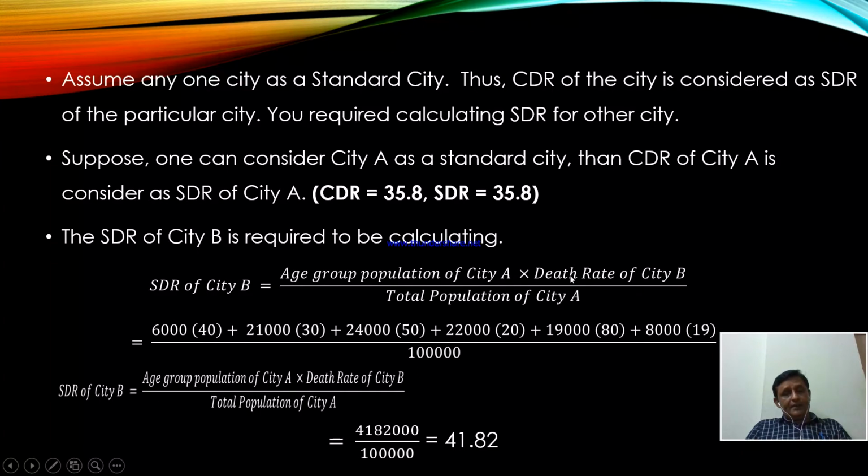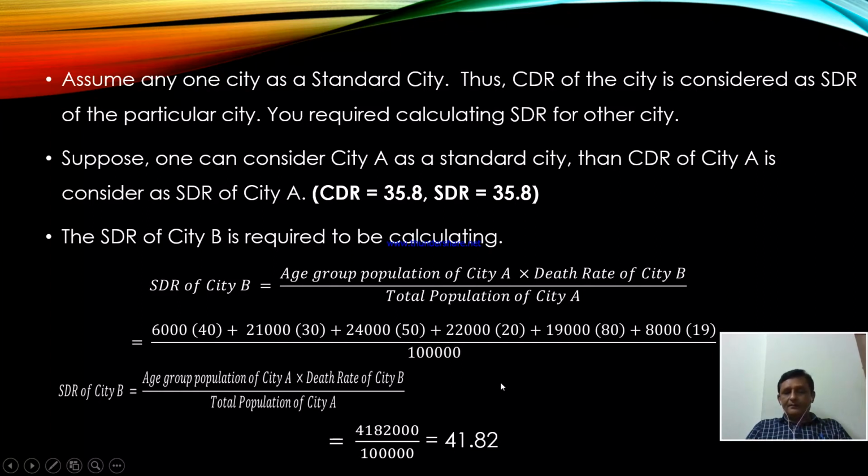Okay, here we require to understand one more thing. Very clearly put this in your mind. Here our intention is to calculate the SDR of city B, right? So you want to multiply the death rate of city B with the population of city A and divide that by the total population of city A, right? Now check this: 6,000 into 40 plus 21,000 into 30 plus 24,000 into 50 plus 22,000 into 20 plus 19,000 into 80 plus 8,000 into 19 divided by 1 lakh.